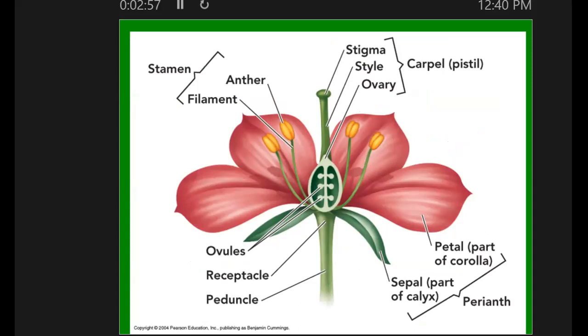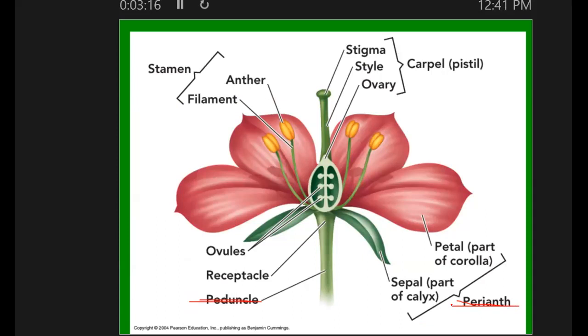Pretty much every part on here, I need you to know the anatomy of a flower, except these bottom 2. So the peduncle term, I don't really care that you know that. And the perianth term, you don't need to know that. Okay, but everything else, please.